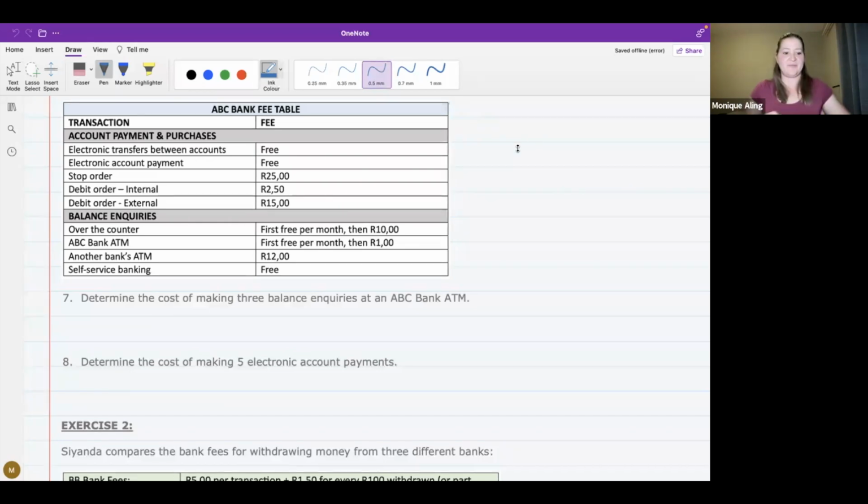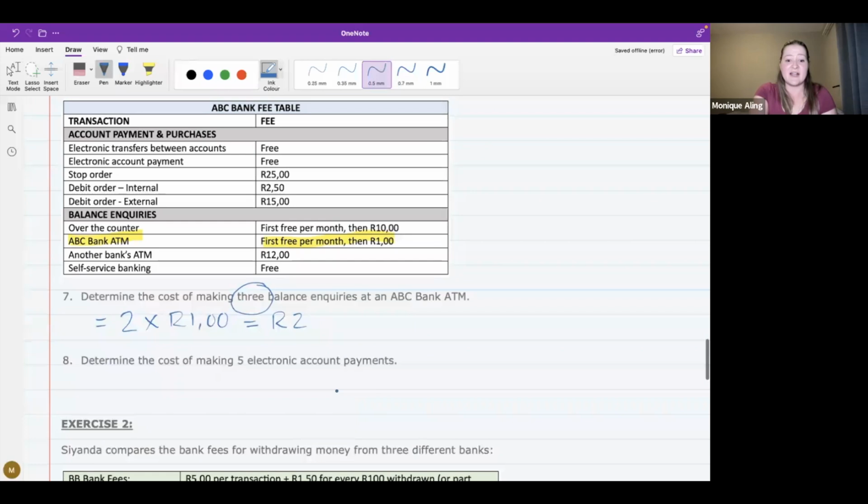Okay, so no question. All right, so determine the cost of making 3 balance inquiries at the ABC Bank ATM. Balance inquiries at ABC Bank ATM is this section over here. So it says the first free per month, then R1. So the first time you make a balance inquiry, it is free. So out of the 3 inquiries you're going to make, 1 is free. So you're only left with 2 balance inquiries, and they are charged at R1 each. So it is going to cost R2. Okay, so just watch out for that.